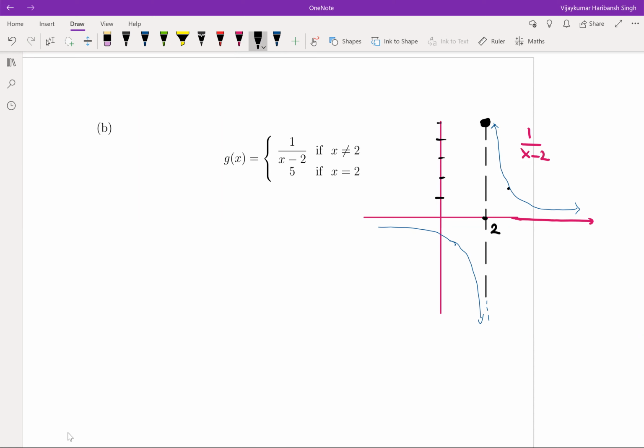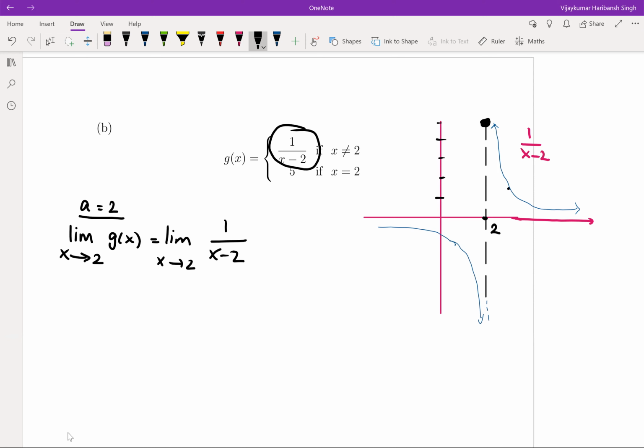Okay. So now let's try to see where this function is discontinuous. So again, let's consider a equals 2. Now, what is the limit as x goes to 2 of g of x? That is the same as the limit as x goes to 2 of 1 upon x minus 2, because x is not 2, therefore we have to use this definition. Okay. So what do we get?